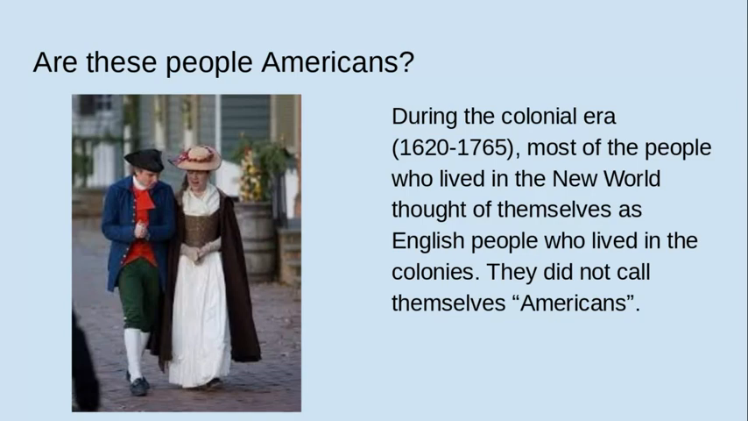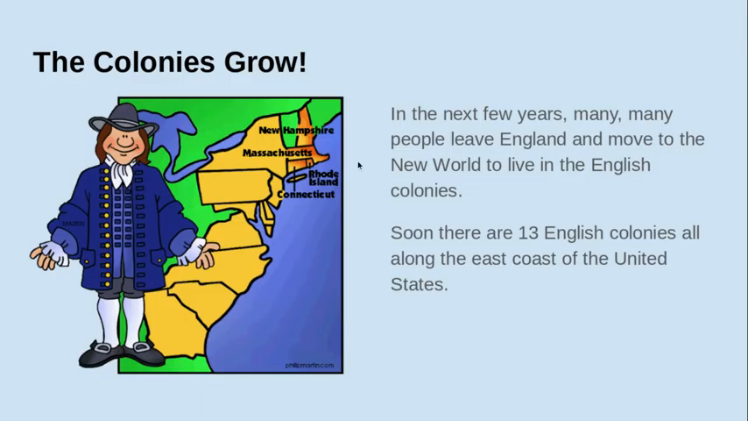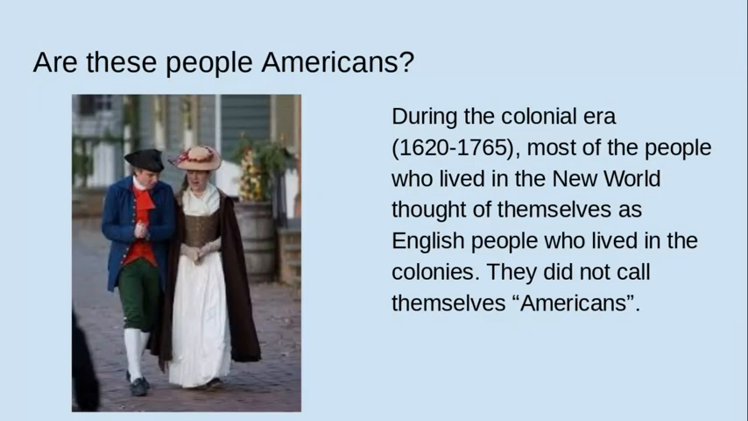So what's important to understand is the people that lived in this map that we're talking about here, at the time we're talking about, which is the 1600s and the 1700s, did not call themselves Americans. They didn't think of themselves as Americans. They thought of themselves as English people who happened to live in a new place called the New World, or actually they call it their colonies. They did not call themselves Americans, and they didn't use the name America. They were English colonists. They were English people who happened to live in a different place.